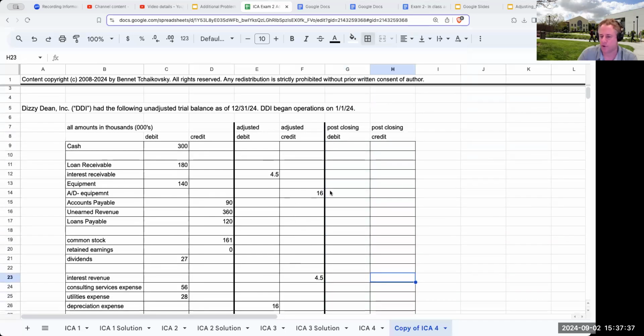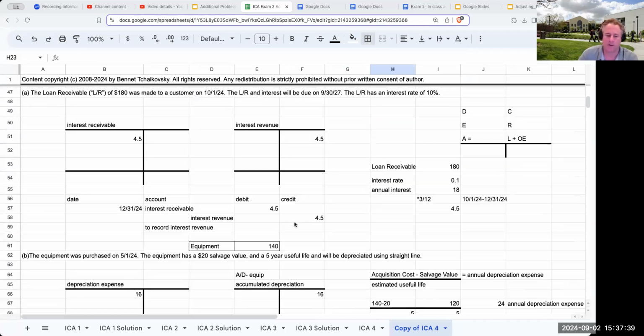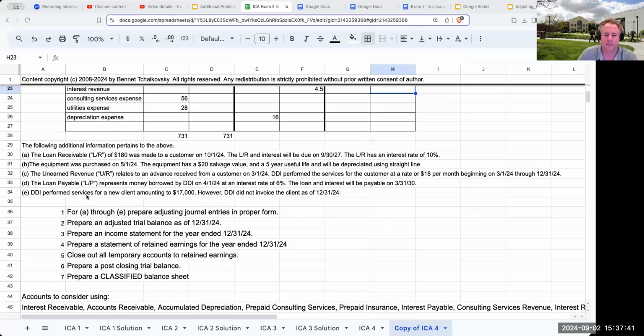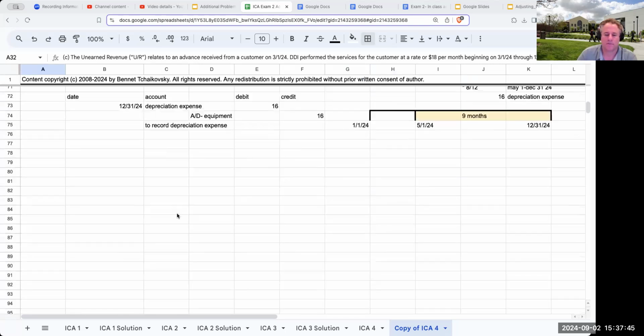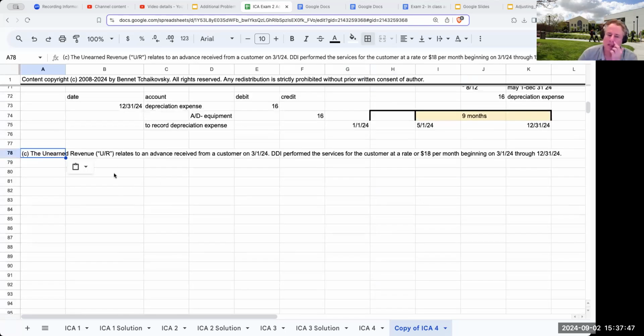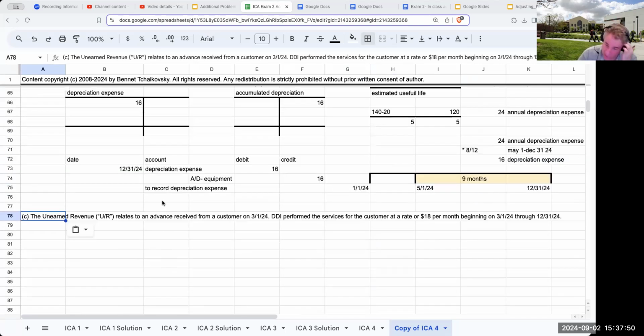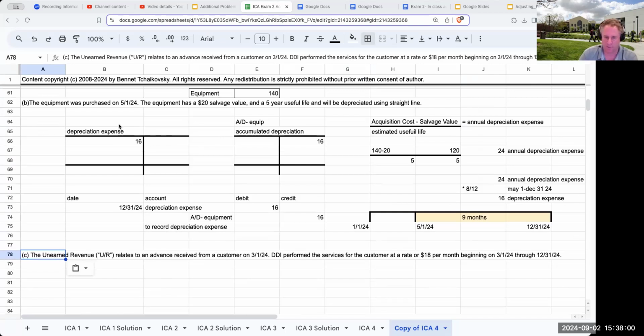Okay, so total debits, total credits, we're good so far. Let's go ahead and look at the next one. Okay, the unearned revenue relates to an advance received from a customer on 3/1/24. We perform the services for the customer at a rate of 18 per month, beginning on 3/1/24 through 12/31/24.